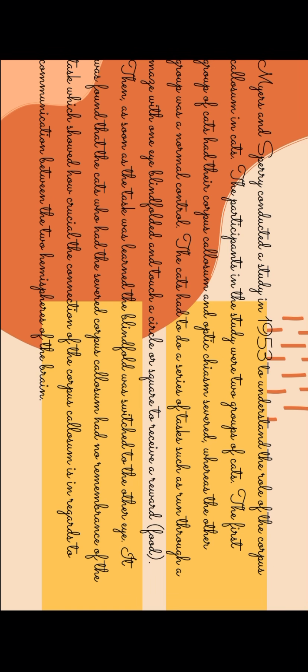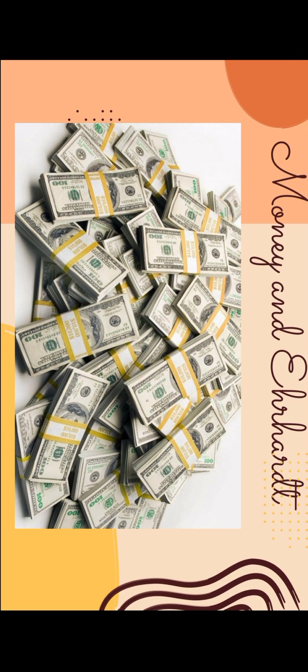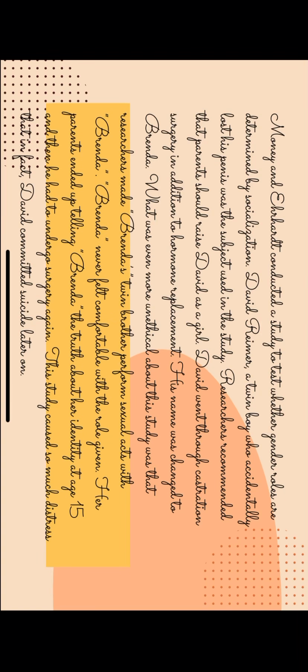The third study that we will be talking about was Money and Ehrhardt. This study was a case study, and it focused on a male called David Reimer. This study was conducted to see how gender roles were determined by social expectations and everything. David Reimer was a twin, born a twin boy. But the issue that he had was that he accidentally lost his penis. That was the main issue with the study.